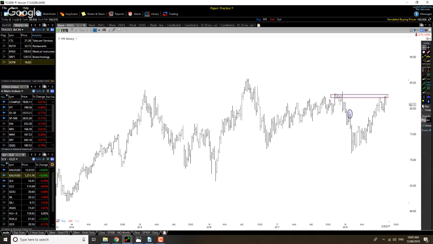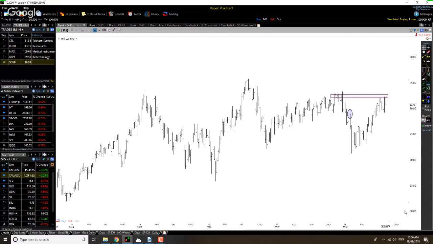Just because the buyer's in control doesn't mean you buy it, guys. It's so important. What I'm teaching right now, guys, is how to read the chart properly, not a trading system. What we're doing right now is just reading the markets. A trading system is completely different. Right now we're just reading what the market's telling us.